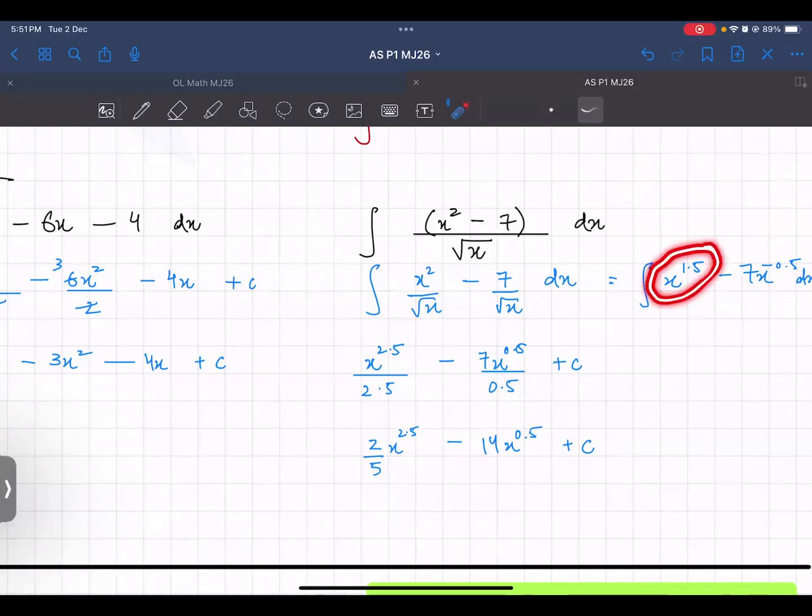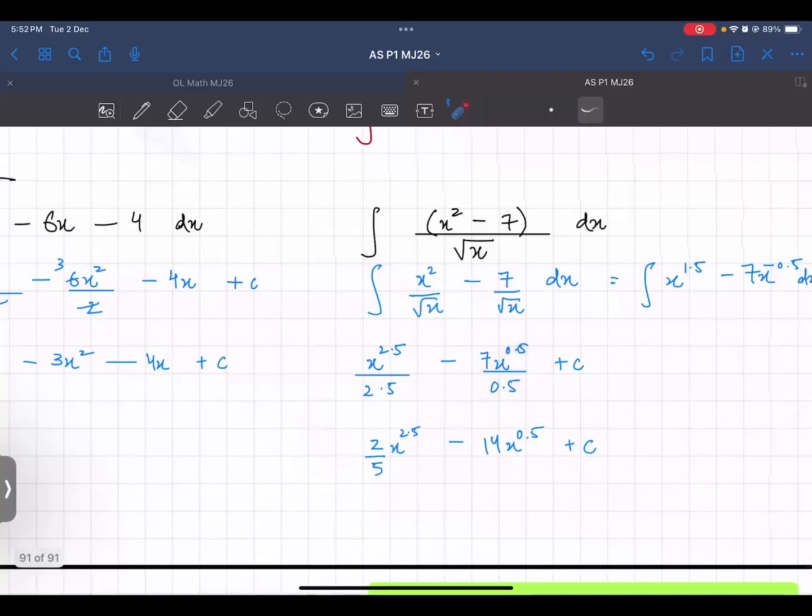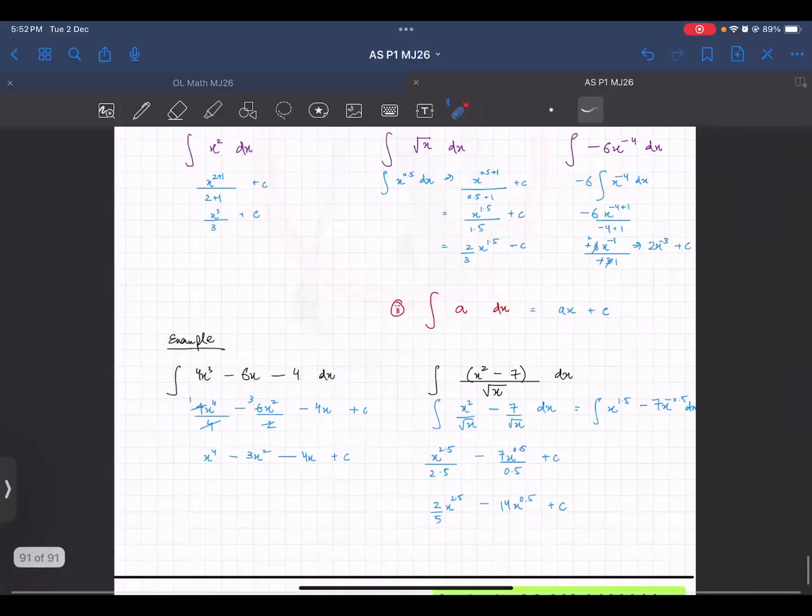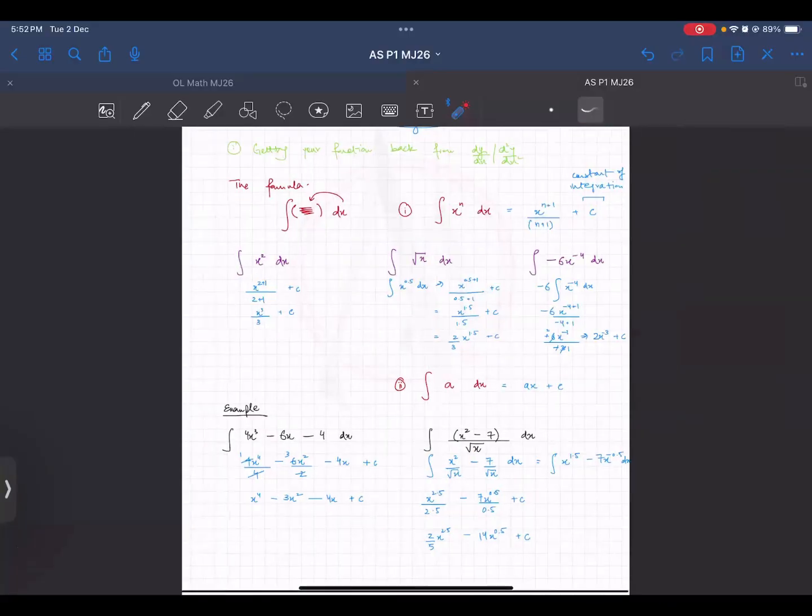And now you can see these are in separate terms, x to the power of n, something like that. So the power adds by 1 and then divided by the new power. So 1.5 plus 1 will be 2.5 and divided by this new power 2.5. Minus 0.5 plus 1 will be 0.5 divided by the new power 0.5. And then I have just simplified it. This is your integral. If you want to simplify, you can simplify this further, but this is what they had asked you to find, the integral. Okay?